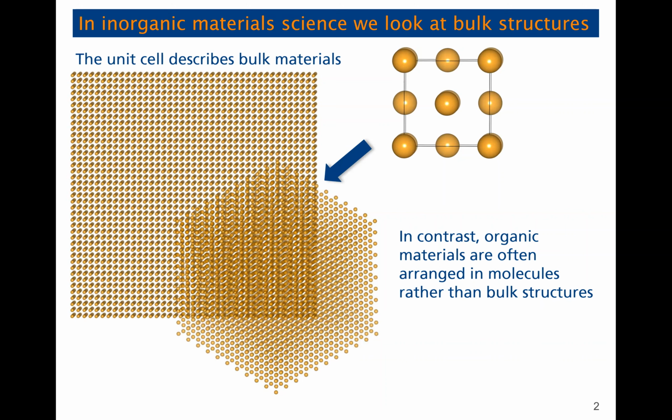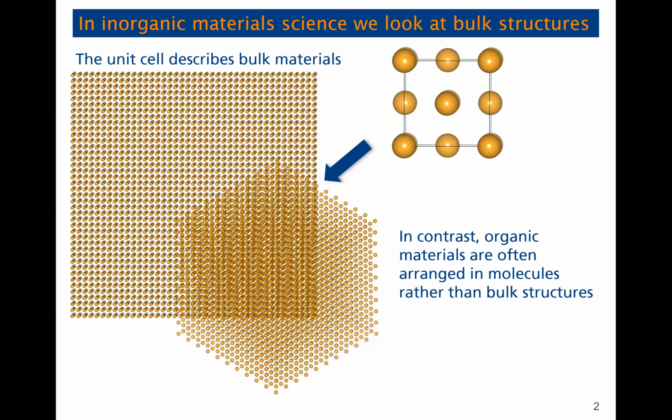The classic example is the difference between graphite and diamond, where both of those materials are only made out of carbon atoms, but they have drastically different properties. And a lot of that can be attributed to the crystal structure.